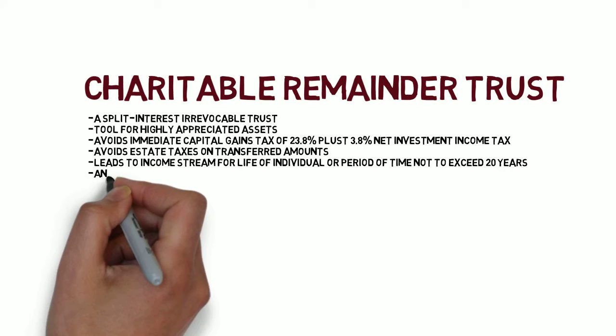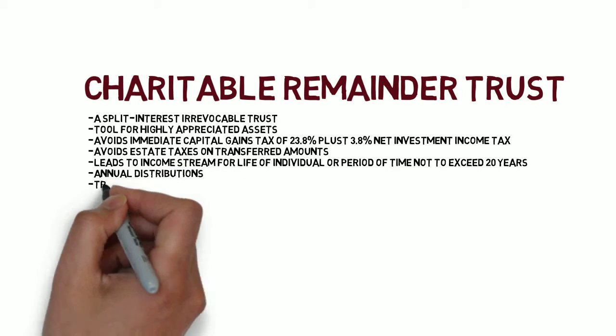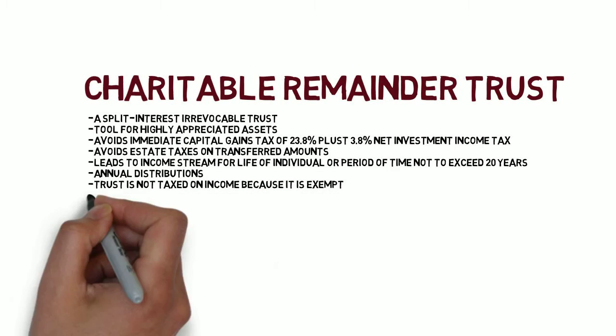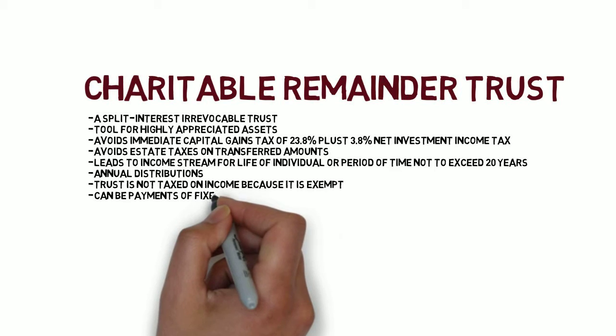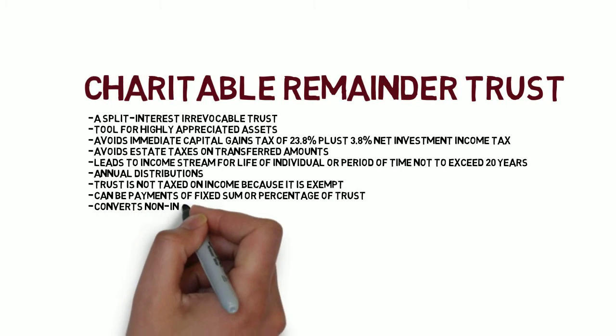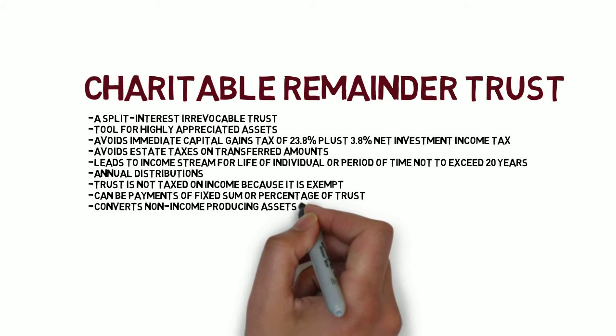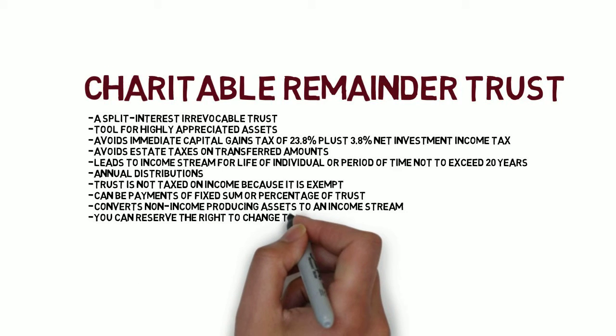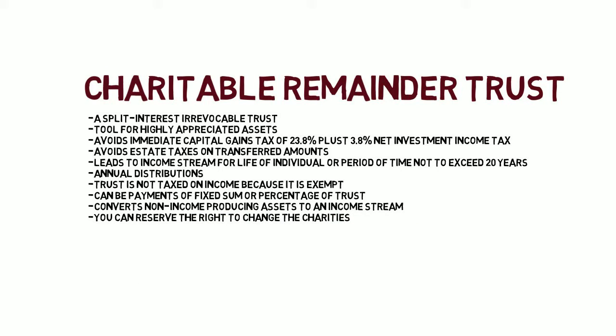It can lead to a stream of income in an annuitized fashion for an individual for their lifetime or individuals, or it can be for a period of time so long as that period of time does not exceed 20 years. It leads to an income stream that has annual distributions. The trust itself does not get taxed on income because it's exempt, and the payments to the beneficiary, the split interest beneficiary, does get taxed at their tax rate.